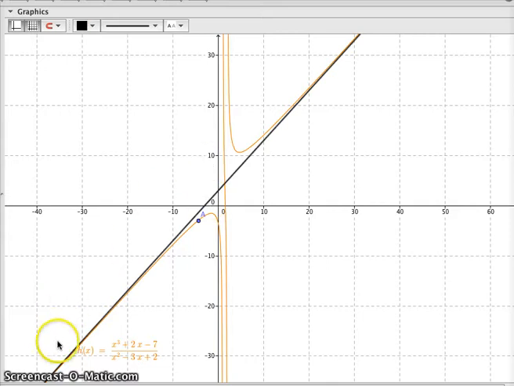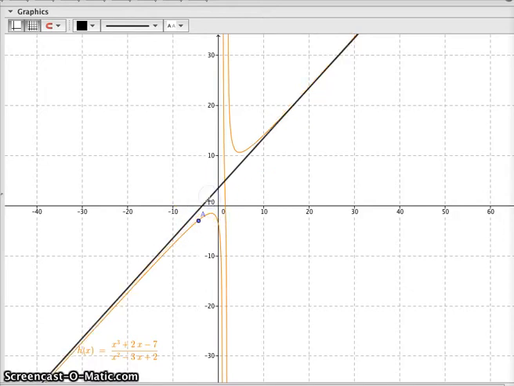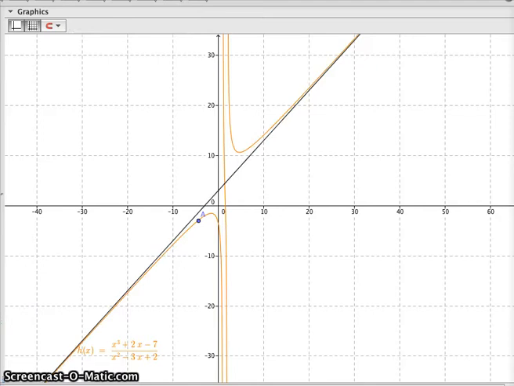And what I did, I actually graphed the slant asymptote. Y equals x plus 3. It fits snugly within the larger graph, x cubed plus 2x minus 7 over x squared minus 3x plus 2.